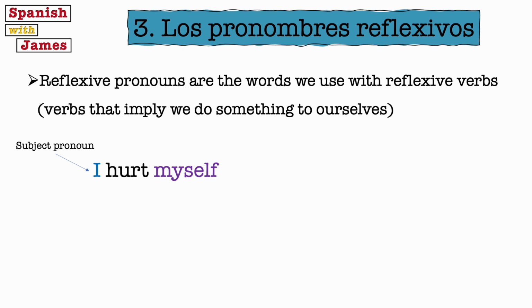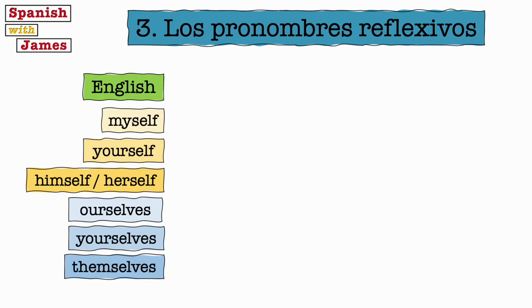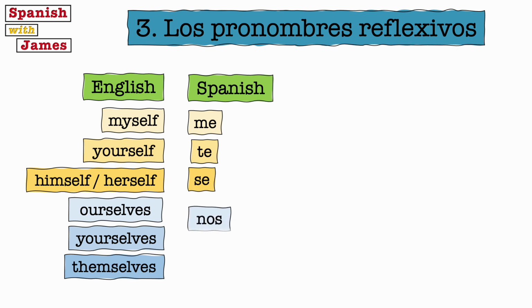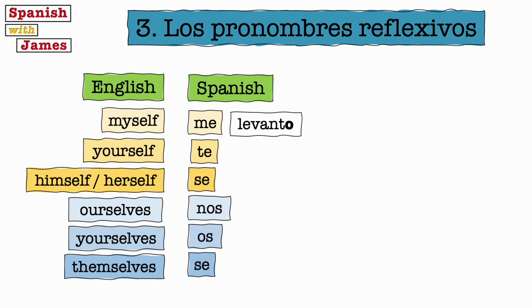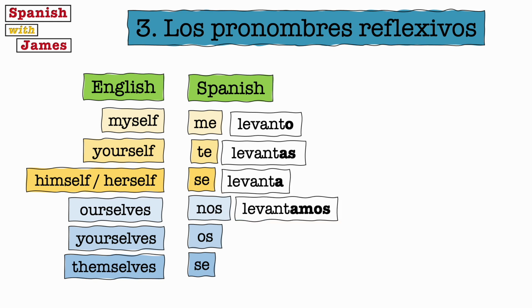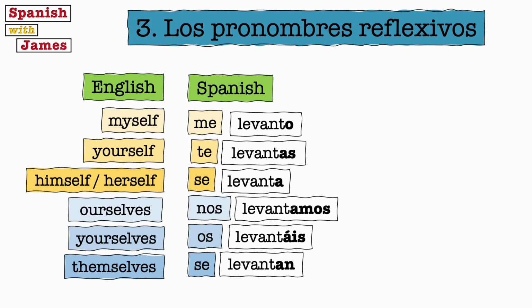The subject pronoun is telling me who's doing the hurting, and the myself bit is telling me that it's being done to me. I could hurt someone else, or someone could hurt me, in which case the subject, the person doing the verb, and the object, the person who the verb's done to, are different people. But if it's done to the same person, then it's reflexive. So in English we talked about what these look like: myself, yourself, ourselves, themselves. In Spanish it's me, te, se, nos, os, se. So I could say me levanto, te levantas, se levanta, nos levantamos, os levantáis, se levantan.